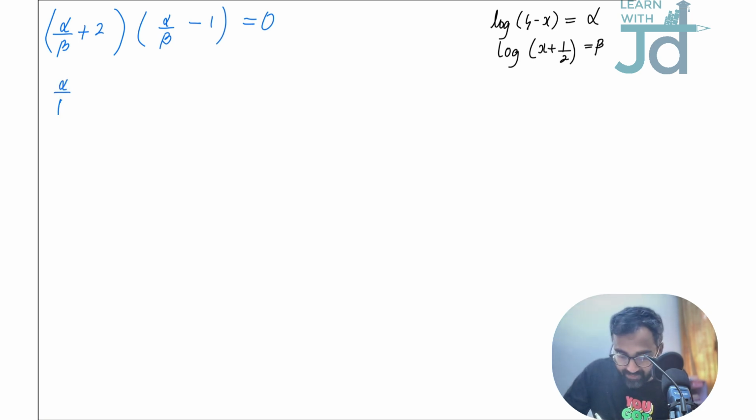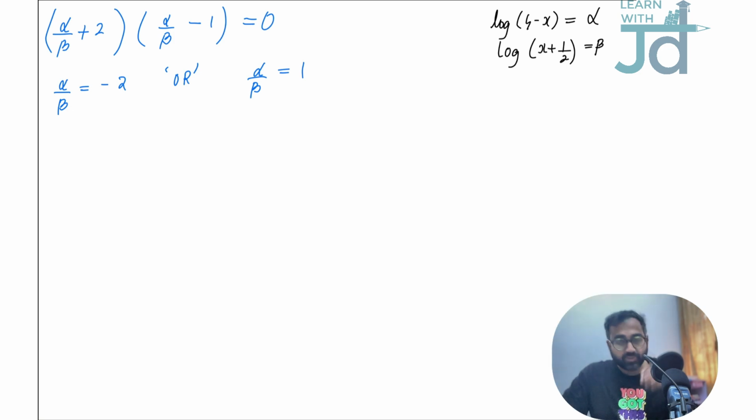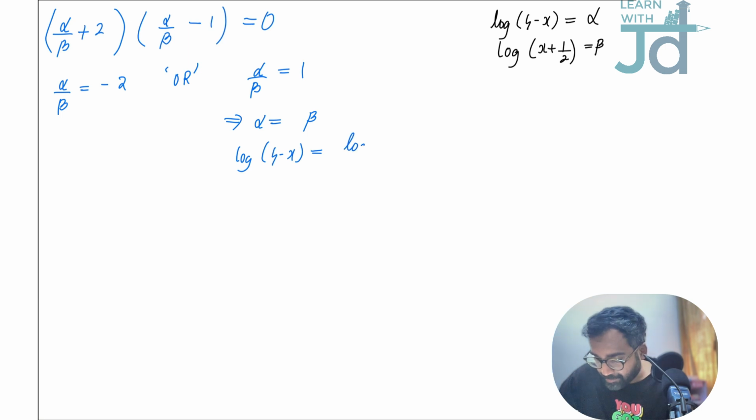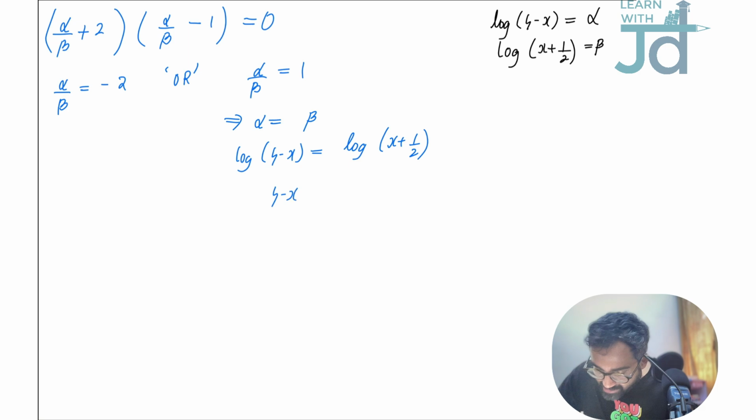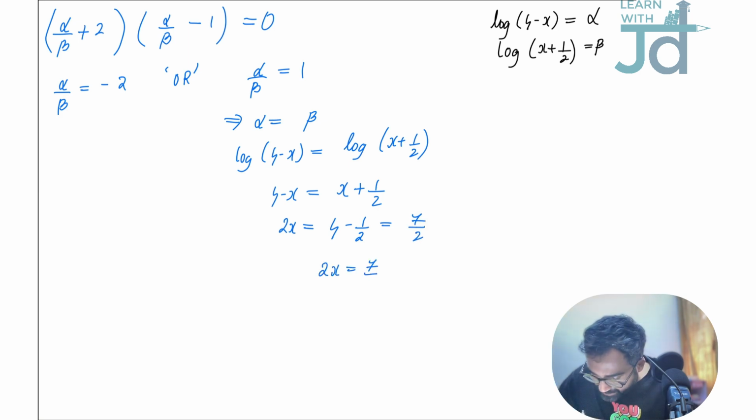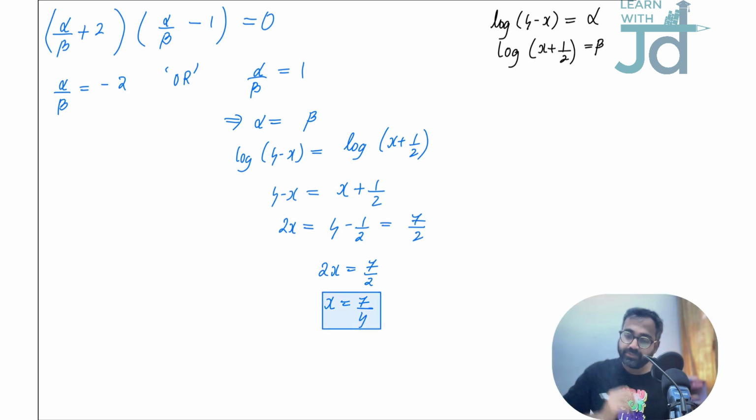So either alpha by beta is -2 or alpha by beta is equal to 1. First I'll do alpha by beta is equal to 1. That is alpha is equal to beta. So I'll just equate now. Log of 4 minus x, the base is same, so I think it is 10, log of x plus half. If the log values of the same base are the same, then the numbers are the same. Obviously, it's like taking anti-log on both sides. So 4 minus x equals x plus half. Don't cancel log and log this way. Then I'll go to the other side: x plus x becomes 2x, and 4 minus half is 7 by 2. So 2x is equal to 7 by 2, so x is equal to 7 by 4. Okay, this is one solution.